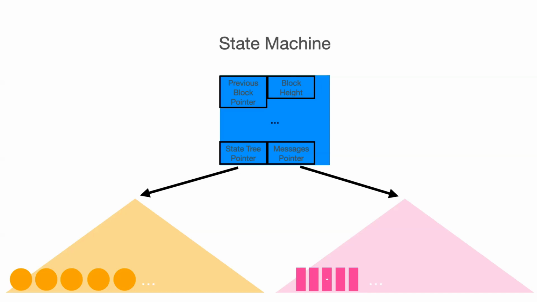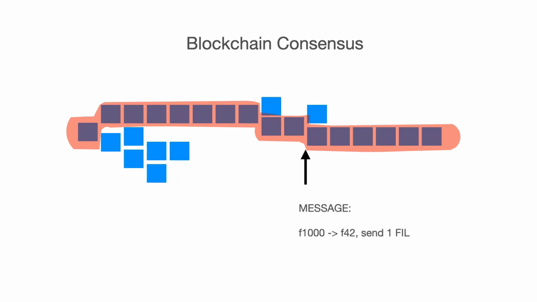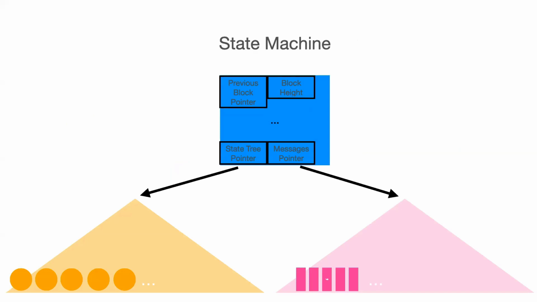And so this is where we start to get into what an actor is. If we go back to the payments example, F1000, F42, and F900 would all be actors. They're all entities on the blockchain associated with some amount of funds. Now, the messages, which you see on the right, are state transitions. So they're logical changes from the state.